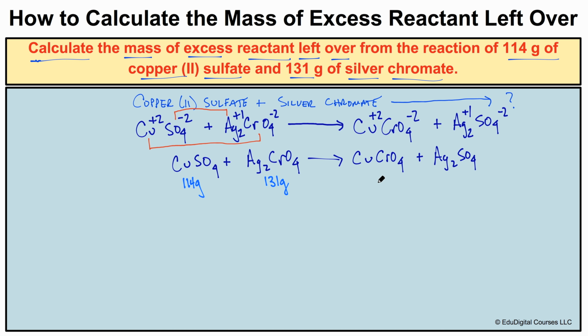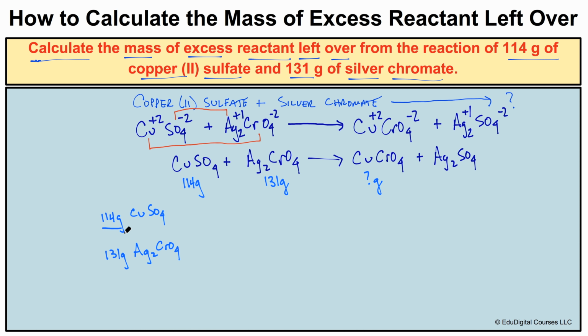And the way that we're going to do that is by arbitrarily picking one of these 2 products here to determine the mass of, based off these 2 quantities that we have right here. So let's go ahead and just figure out the mass of copper 2 chromate that can be produced. And so we have 114 grams of copper 2 sulfate, and we have 131 grams of silver chromate.